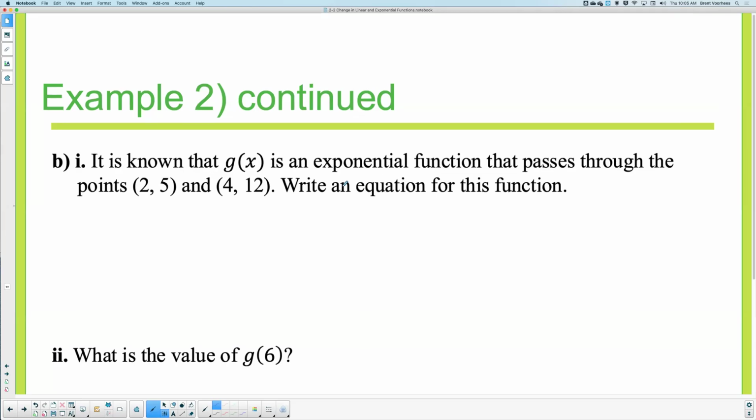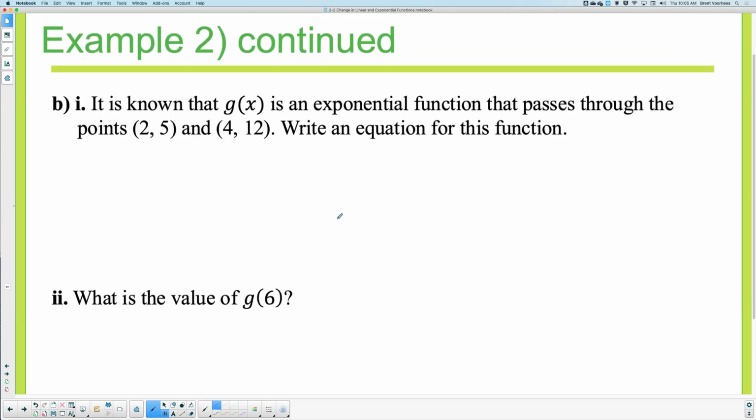All right, let's continue on with example 2. So now, remember how I told you, if you don't know what type of function it is, you need how many points? 3. If you do know what it is, you only need 2 between exponential and linear. So it says here, it is known that g of x is an exponential function.